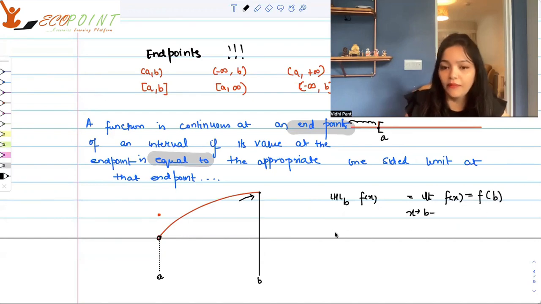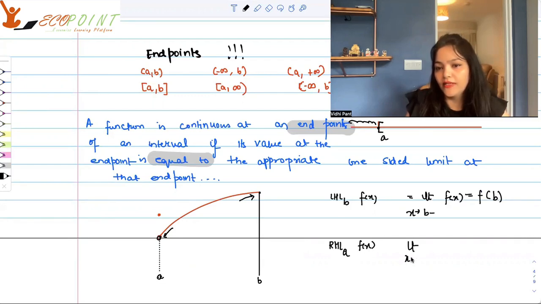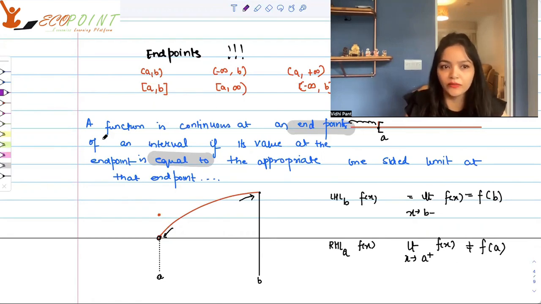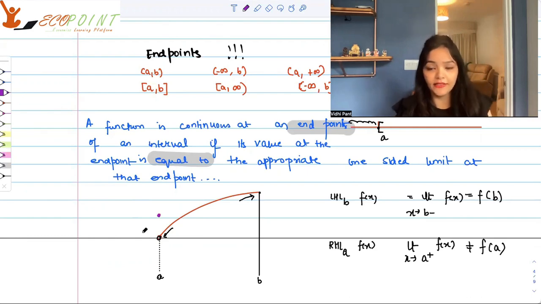That is clearly f of b. But if you look at the right-hand limit at a of this function f(x), that is something that we write down as the limit as x tends to a plus of f(x), that is not equal to f of a, because f of a is somewhere out here, as you can see. So this function is continuous at the endpoint b, but it's not continuous at the endpoint a.